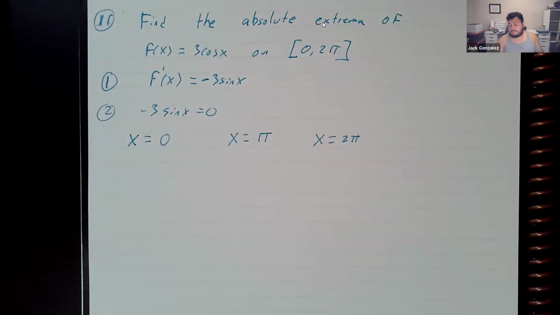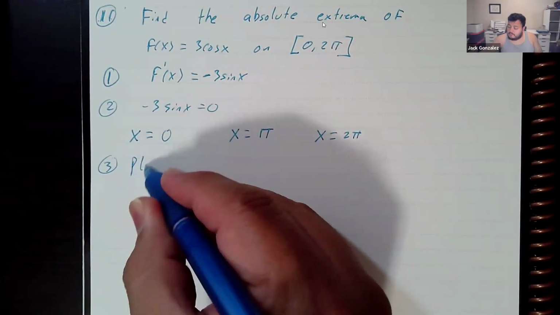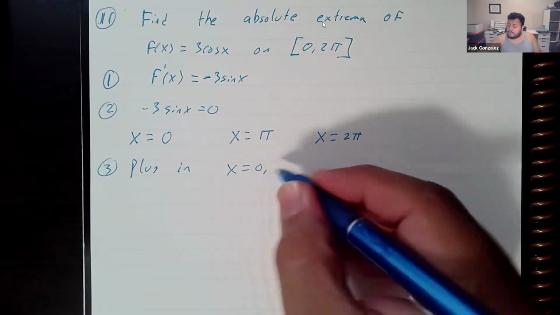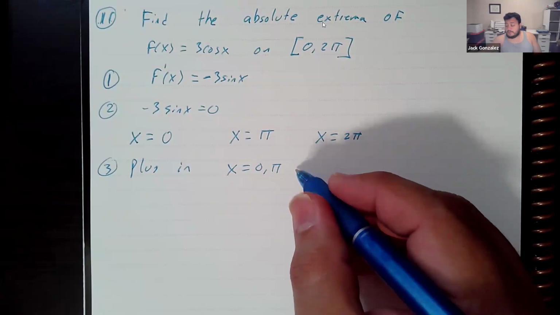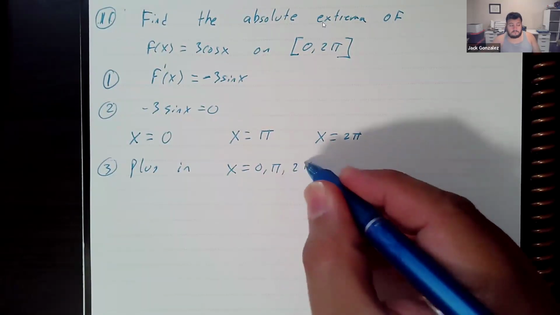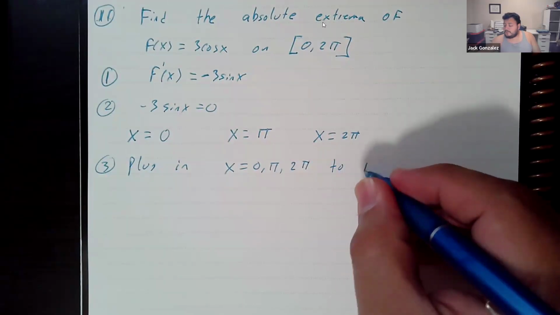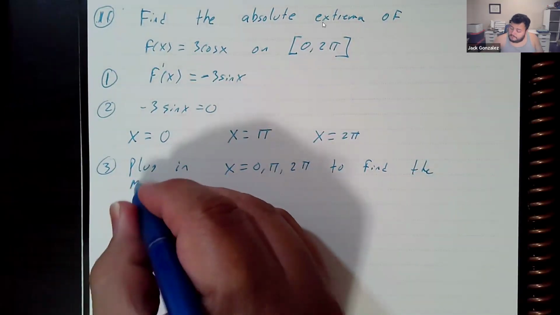So step 3, plug in x equal to 0, pi, what else? 2 pi. To find the max and min.